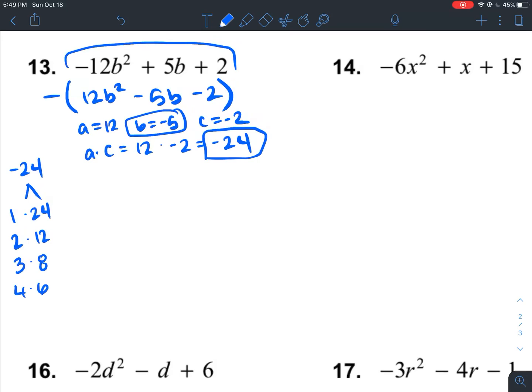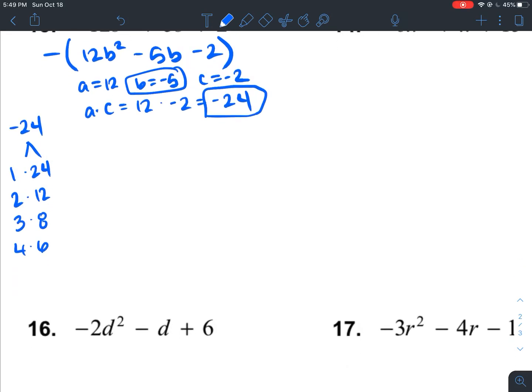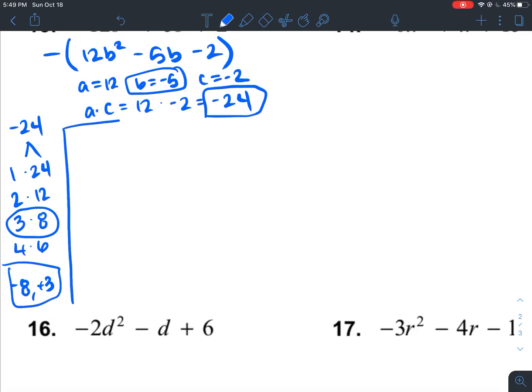Because that's how you get negative 24. So that would have to mean it would have to be 3 and 8, where you have negative 8 and then positive 3. Negative 8 times positive 3 is negative 24, but negative 8 plus 3 is negative 5. So these are the two numbers.